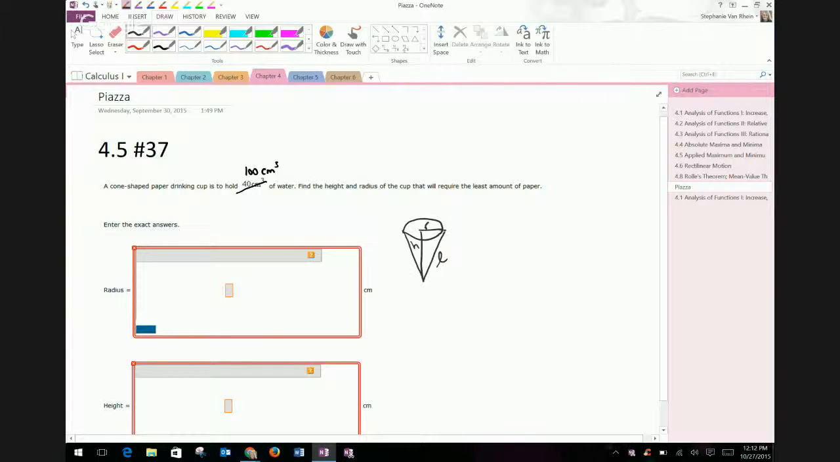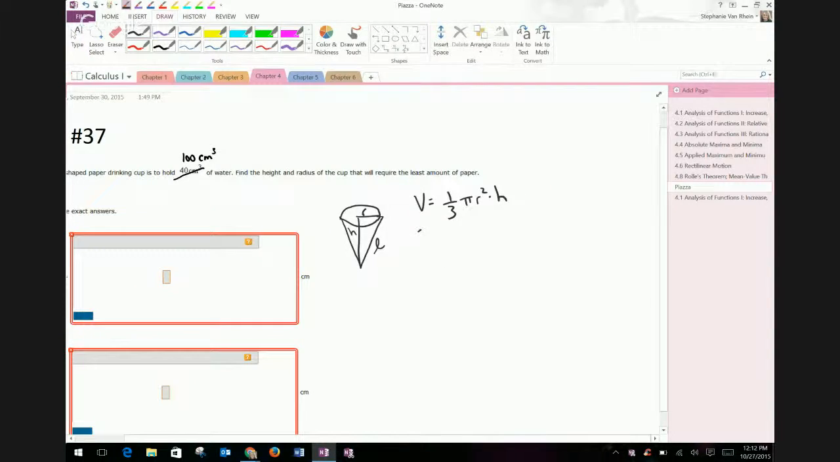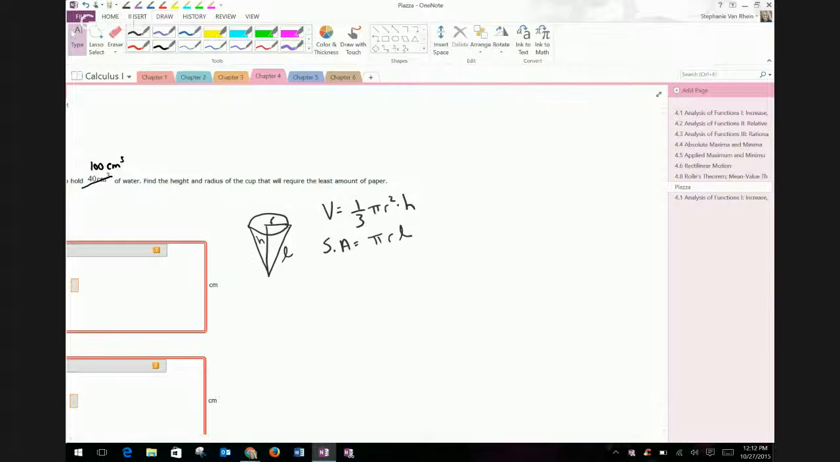there's three measurements. We have the radius, the height, and the lateral length. The volume is 1/3 pi r squared times the height, and the surface area is pi r L, where L is the lateral distance. L is this distance here, and by using h and r, we can find that r squared plus h squared is L squared. So L is the square root of r squared plus h squared. That's going to come in later.